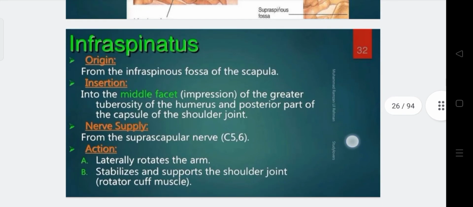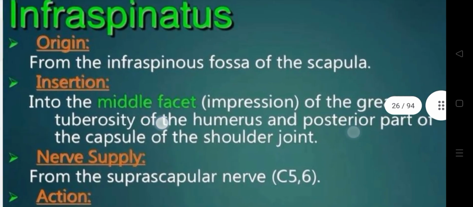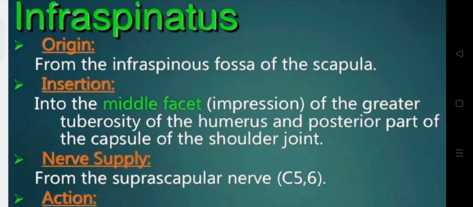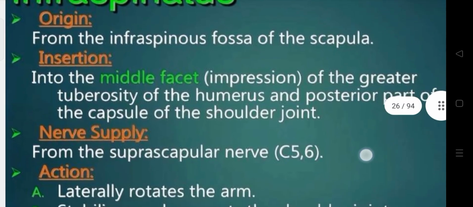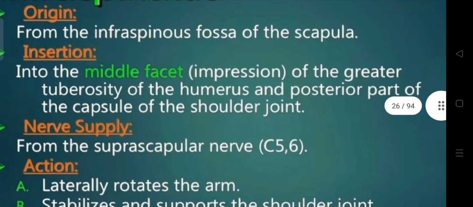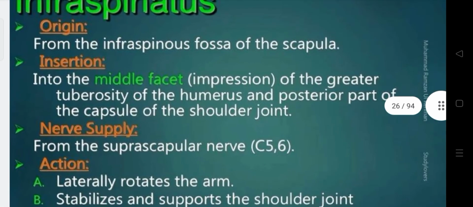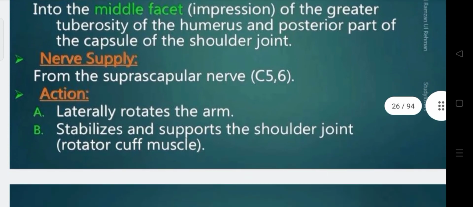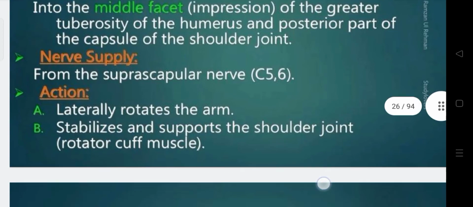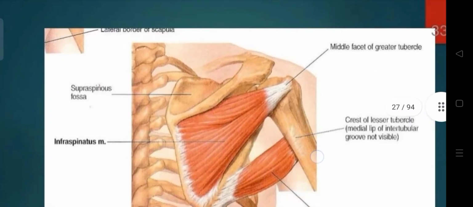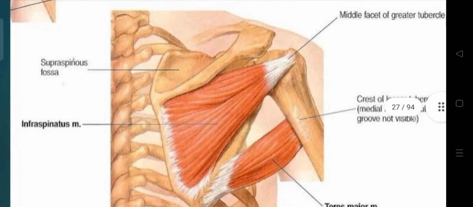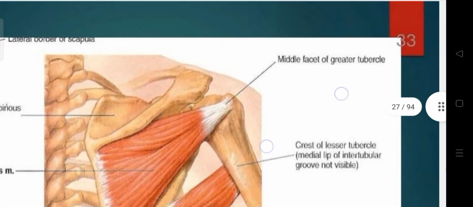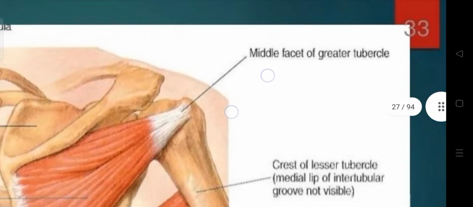The other muscle is infraspinatus. It arises from the infraspinous fossa of the scapula and is inserted into the middle facet impression of the greater tuberosity of the humerus and the posterior part of the capsule of the shoulder. It's supplied by the suprascapular nerve, and it laterally rotates the arm and stabilizes and supports the shoulder joint. Basically, it's part of the rotator cuff. In the close-up view, you are clearly seeing infraspinatus inserted into the middle facet of the greater tubercle.